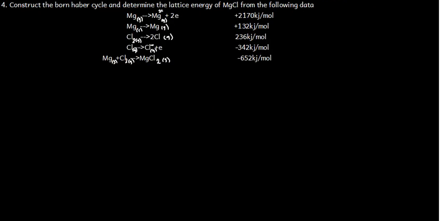Construct a Born-Haber cycle and determine the lattice energy of magnesium chloride from the following data. So we've been given such a reaction. Well, we know that the first thing that should happen is for you to form a compound. In this case, we're talking of magnesium chloride. So magnesium, which is a solid, has to react with chlorine gas, and when this happens, what is going to be formed is now magnesium chloride, which is a solid.